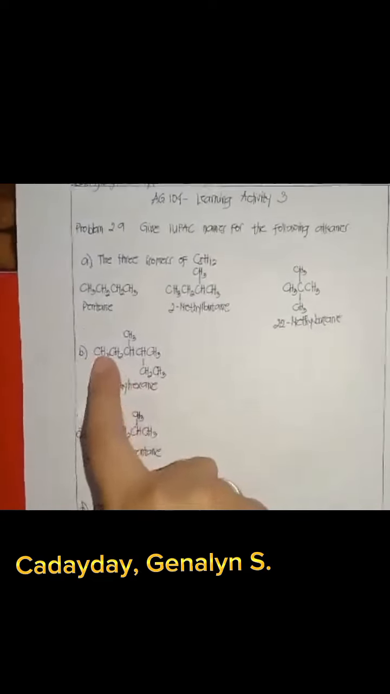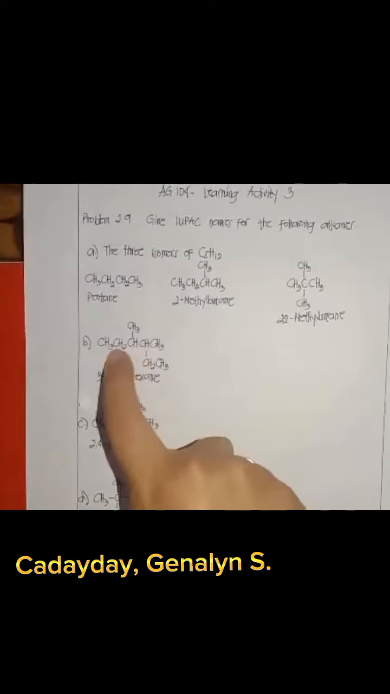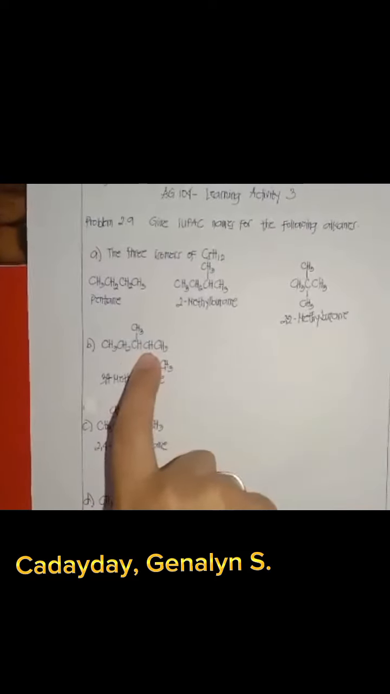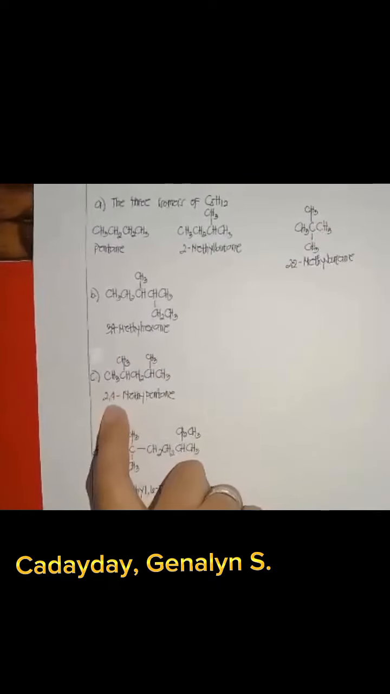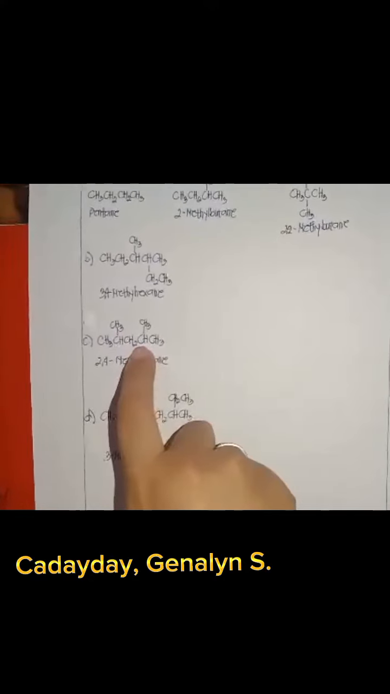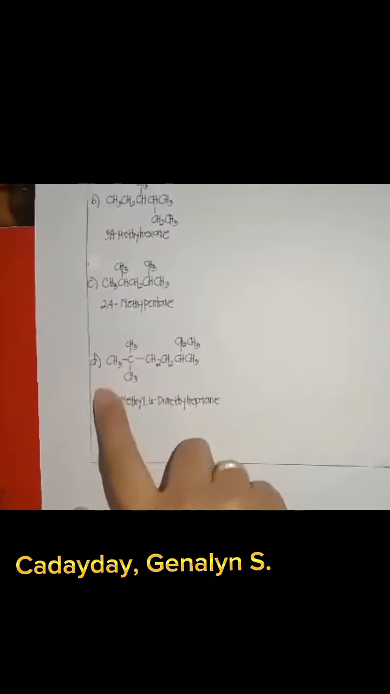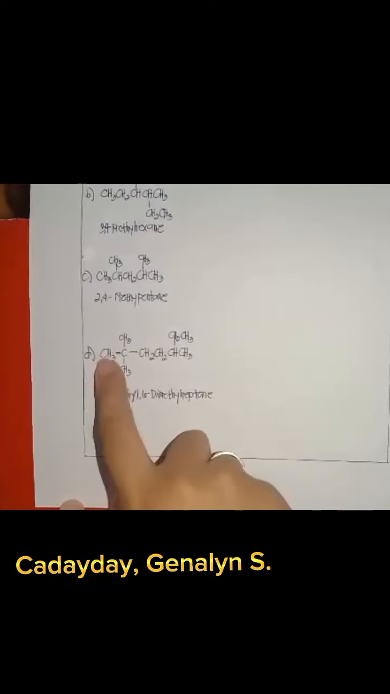Letter B, we have 1, 2, 3, 4, 5, 6 carbon, hexane. And in carbon 3 and carbon 4, we have methyl. So that is 3,4-dimethylhexane. Then, letter C, we have 1, 2, 3, 4, 5 carbon, which is pentane. And in carbon 2 and carbon 4, we have methyl. So, 2,4-dimethylpentane.